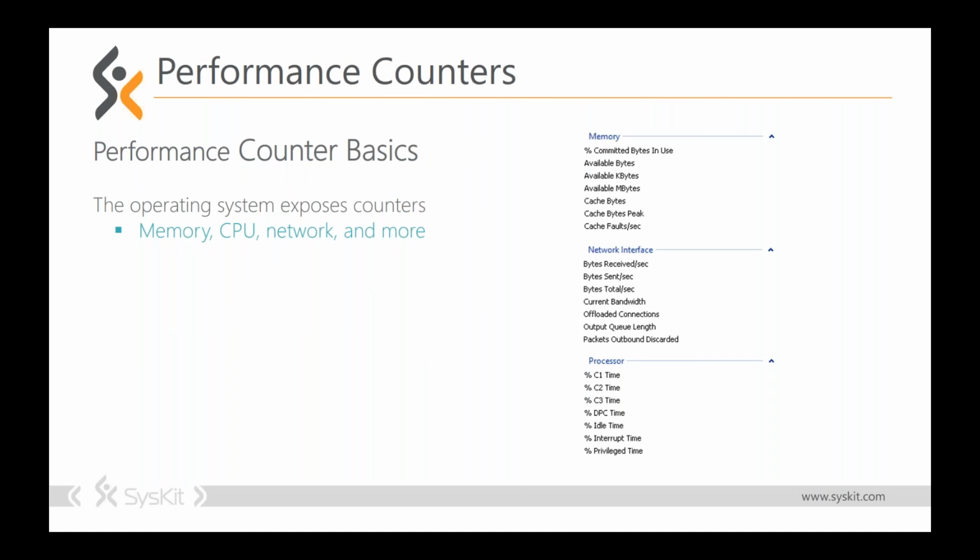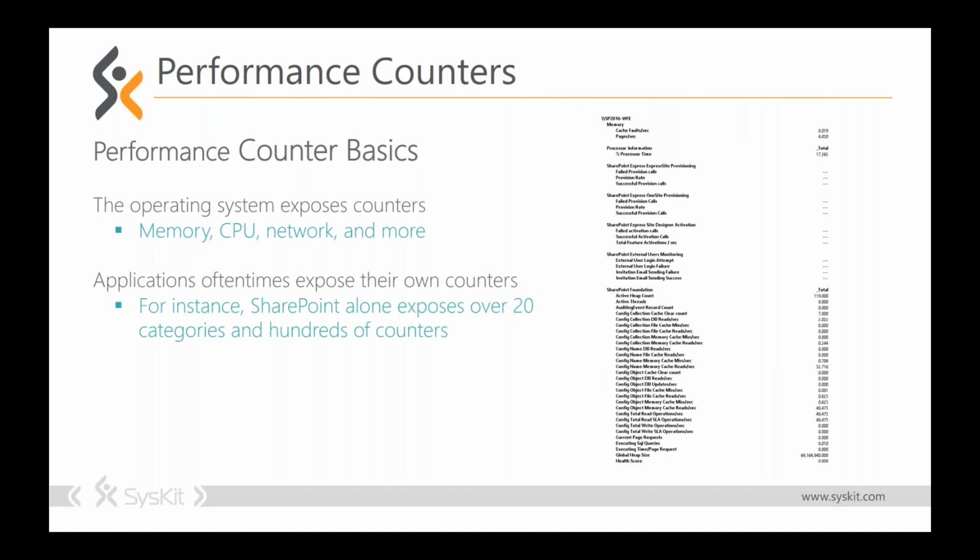So let's do some performance counter basics. Your operating system exposes counters. And like we were talking about, there's counters for network, counters for CPU, counters for memory. There are many, many different categories of performance counters. Applications oftentimes expose their own counters.